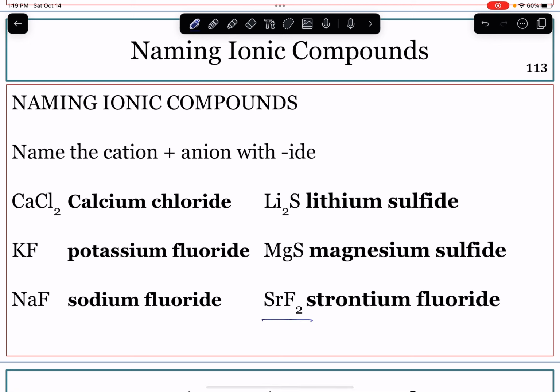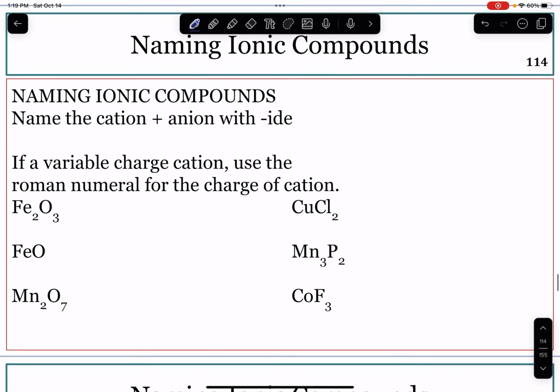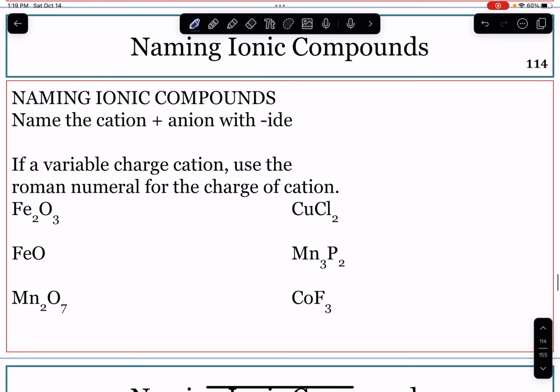Same thing is true for each of these other compounds that include a subscript 2. Never use prefixes for ionic compounds. All right, so what about the ionic compounds that include a variable charge cation, one of the transition metals that can change their charge or have a different charge in different compounds? Well, we're going to use a Roman numeral for the charge on the cation.